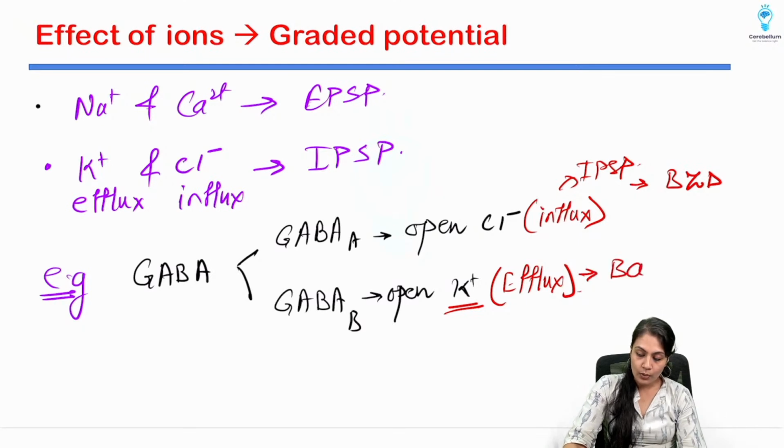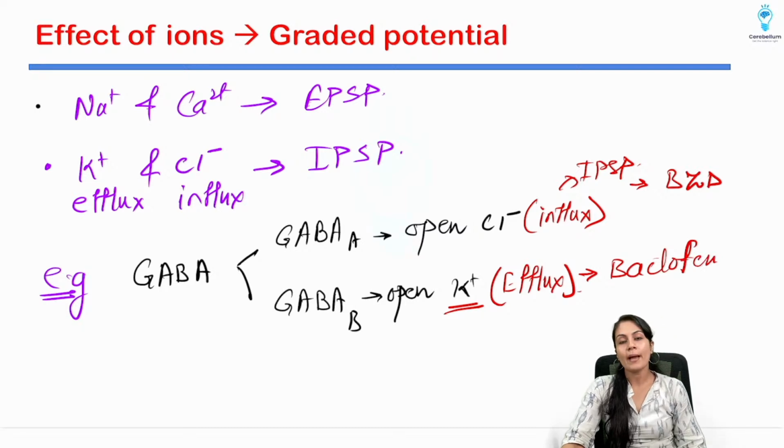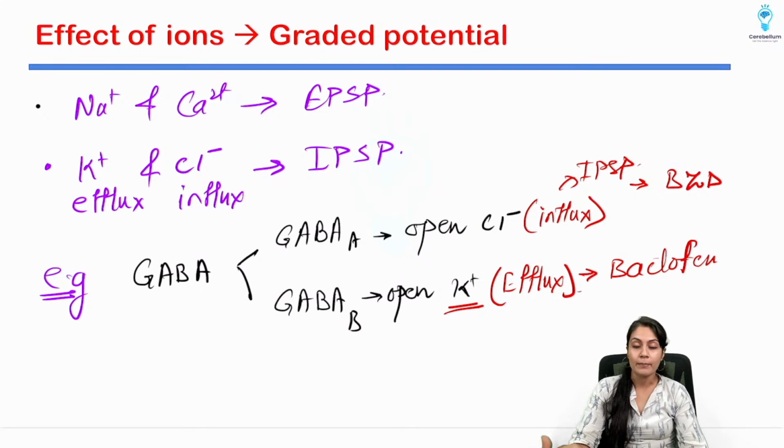There is a drug known as baclofen. Especially when we talk about skeletal muscle, sometimes the skeletal muscle goes into sustained contraction, or continuous spasmodic contraction. We want to relax those muscles, so we give the drug known as baclofen, which acts as a muscle relaxant, and by creating IPSPs, we stop the stimulation of that muscle, hence the muscle can relax.